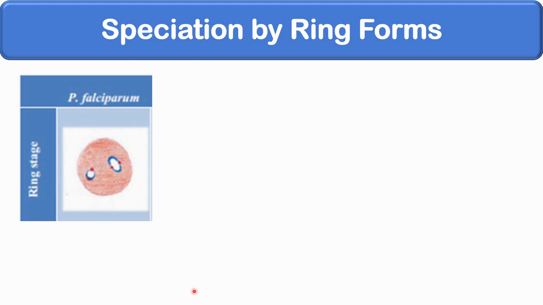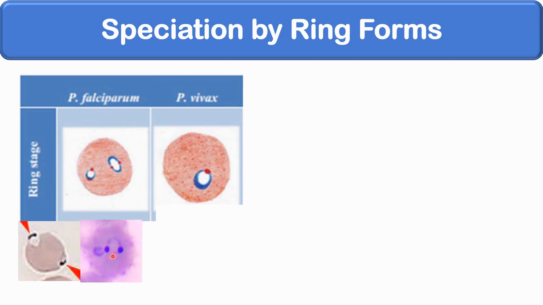First, multiple ring forms are seen inside the same RBC. Second, the Accole form, that is the ring form attached to the RBC membrane. Third is the double dot or the headphone shaped ring form. It has a fragmented nucleus. In Plasmodium vivax, rings are 2.5 micrometer in size, occupying 1/3 of the RBC. The cytoplasm opposite to the nucleus is thick.